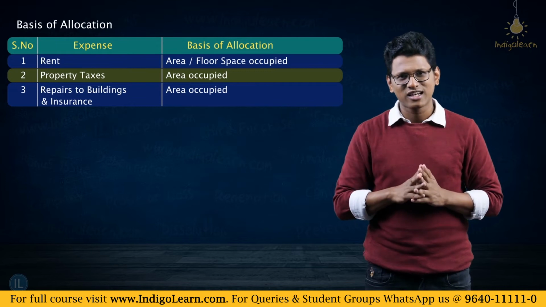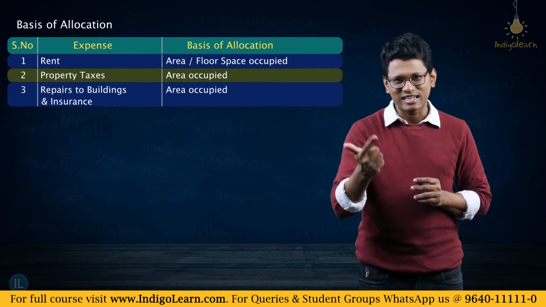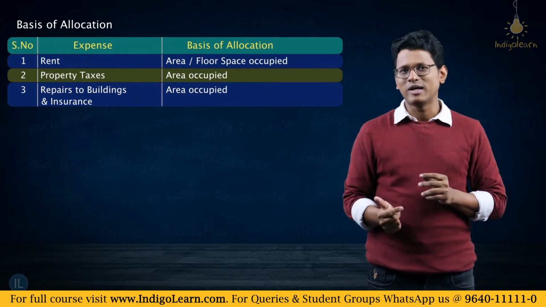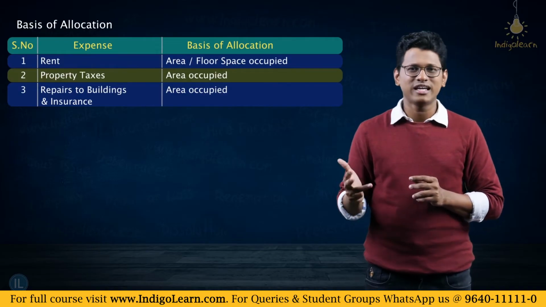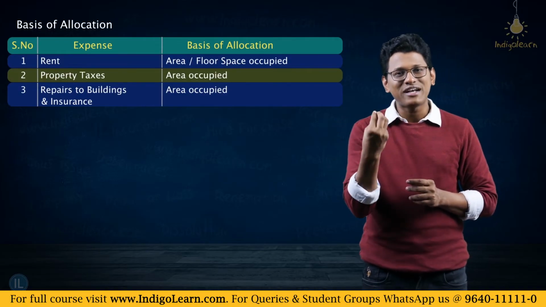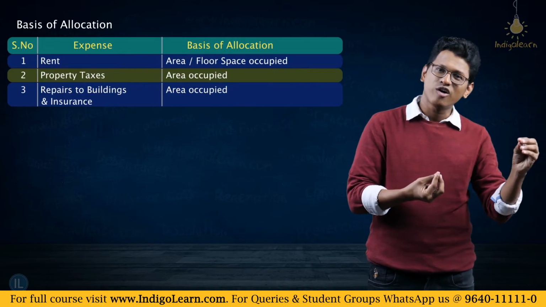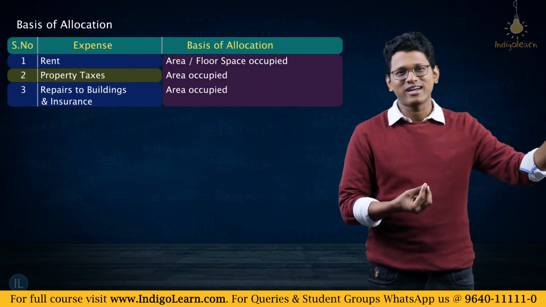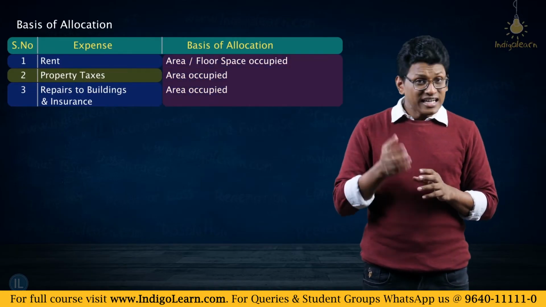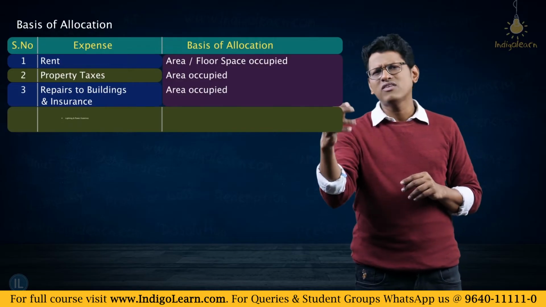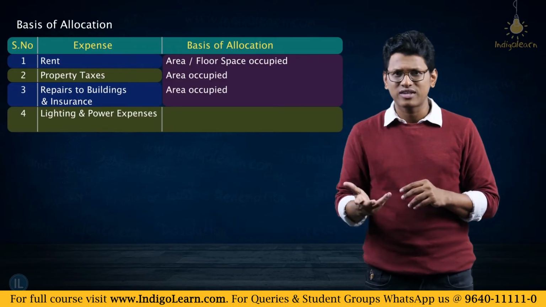So, what did you understand till now? Rent, rates and taxes, repairs to the building and insurance on building. All these expenses can be divided on the basis of area occupied. Then, let's talk about lighting and power expenses, basically power consumption, whatever it is.